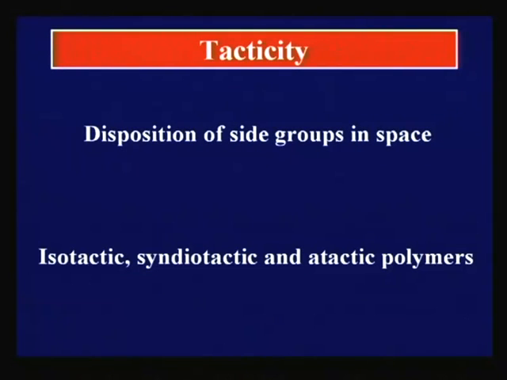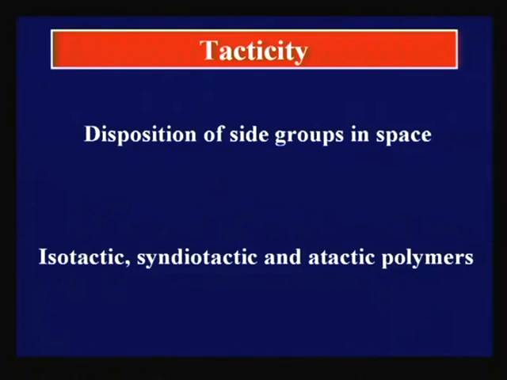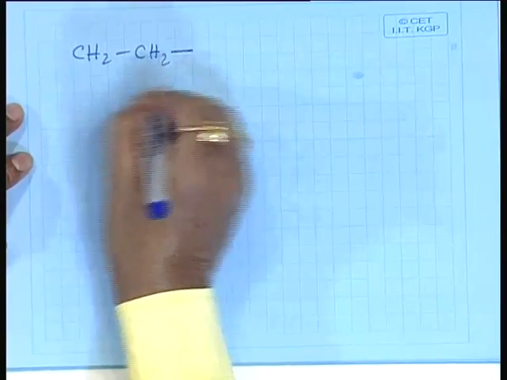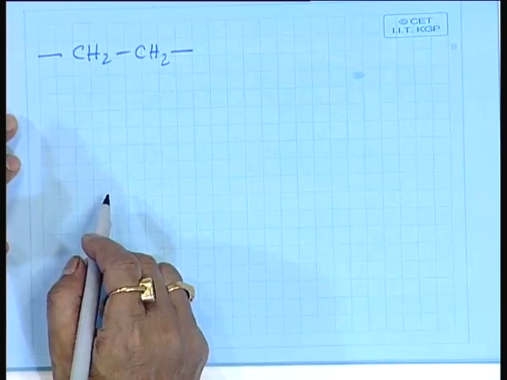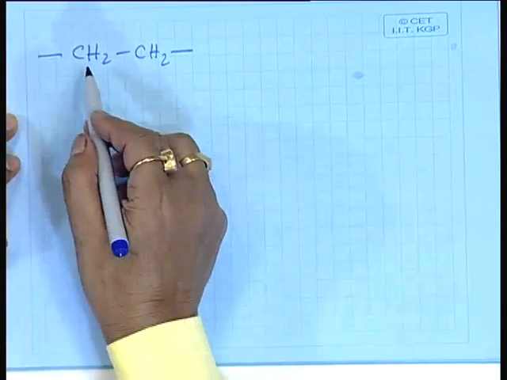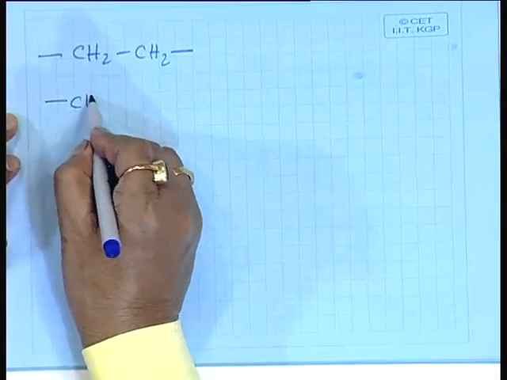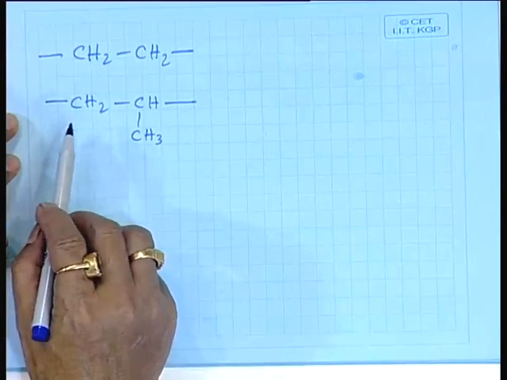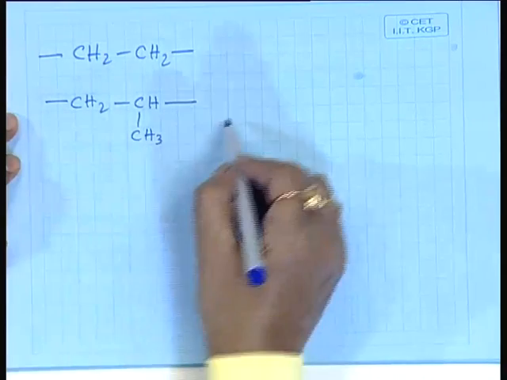Tacticity: disposition of side groups in space. Through that disposition, we get three different geometric configurations: isotactic, syndiotactic, and atactic configuration. Then what are the examples of polymers which can show such configurations? Can this polymer show such a configuration? No, because this is symmetric. This molecule is non-symmetric, meaning there is some asymmetric center.